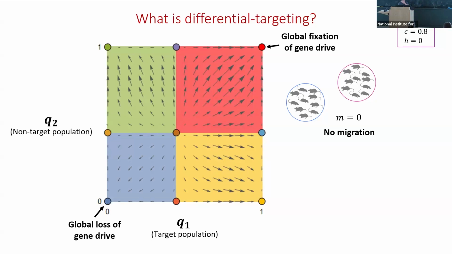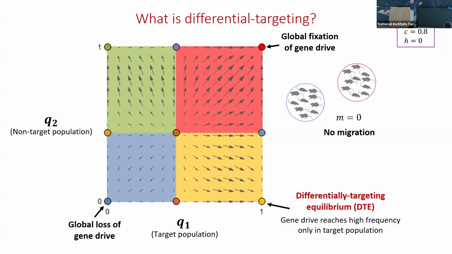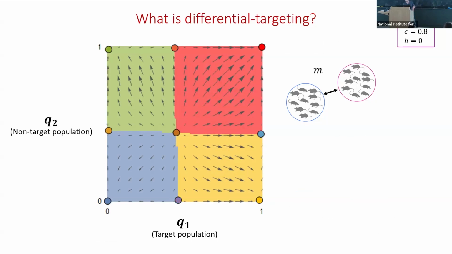But we also have an interesting one here at the bottom, the yellow one, right? So this is a stable equilibrium where the gene drive frequency in the target population is high and in the non-target population is low. So this is exactly the differential targeting equilibrium that we want. But in this case, I'm just showing you a case with no migration, right? So it's obvious that you can do this, like release the gene drive only in the target population. What I'm going to do now is increase the migration, and you can look at the yellow point and see what happens to it as migration goes up.